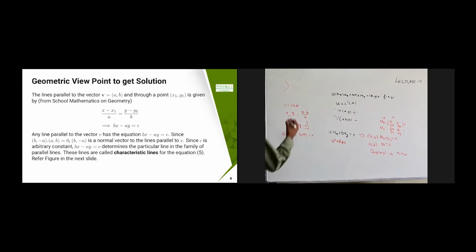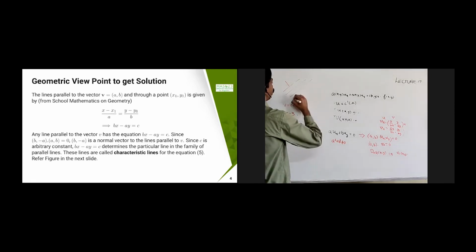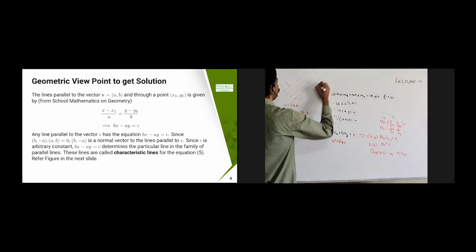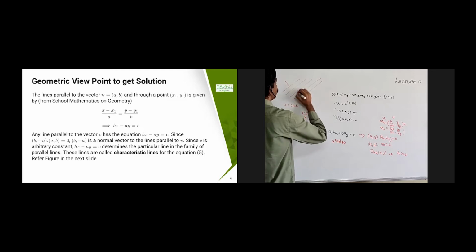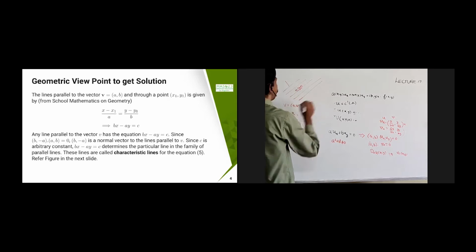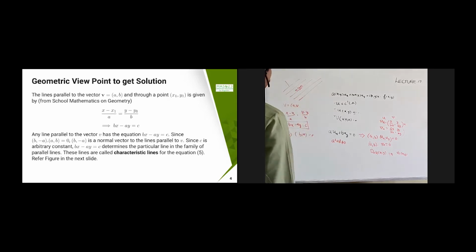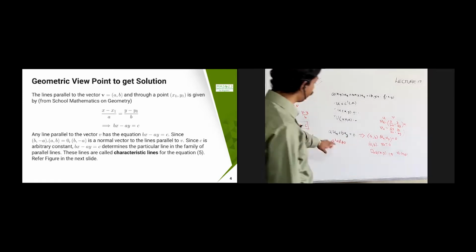Okay, therefore you are going to have many such lines, all parallel to each other. So if I have the vector b, where b is nothing but (a, b), then these are all the lines, the family of lines I am going to get. These are called the characteristic lines for this equation.